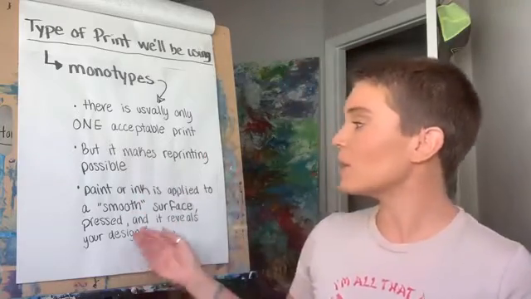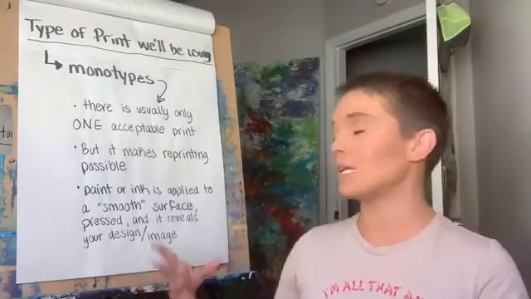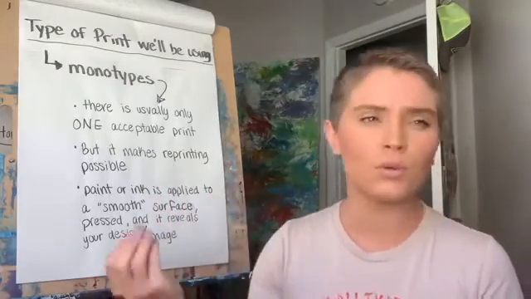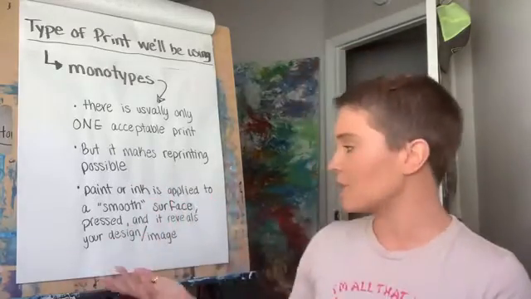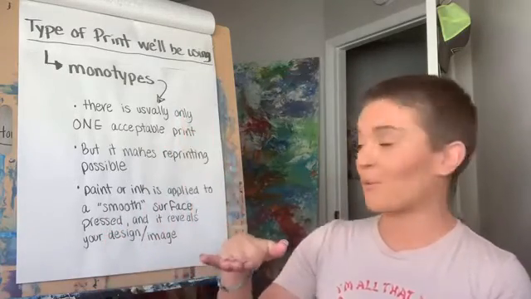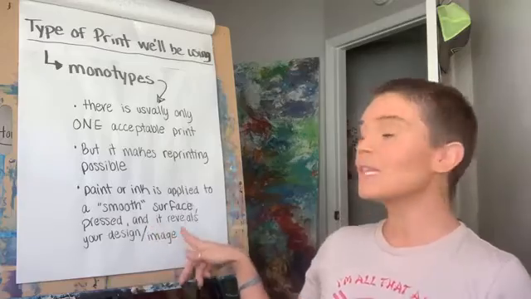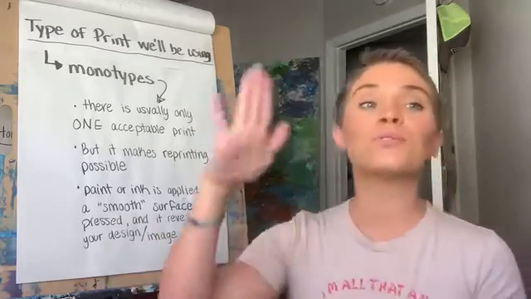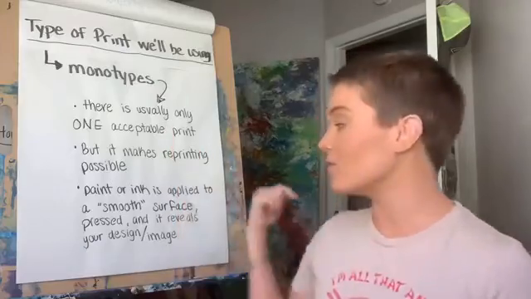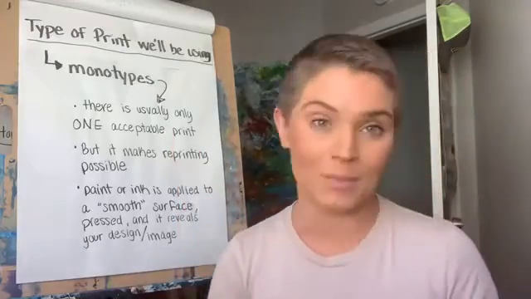Coming down here, we can also see that we're going to be using either a paint or an ink, and as it is applied to our smooth surface or unaltered surface, we are then going to press it, which is the applying of our paper. And then as we lift the paper, it's going to reveal our unique monoprint or unique one-of-a-kind design or image.